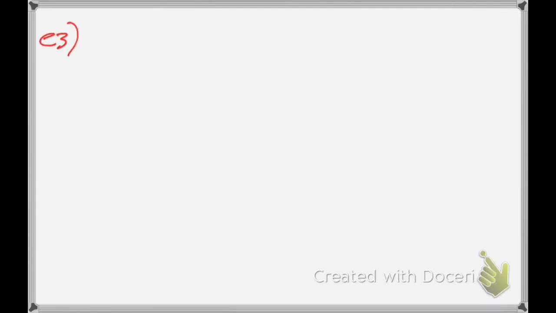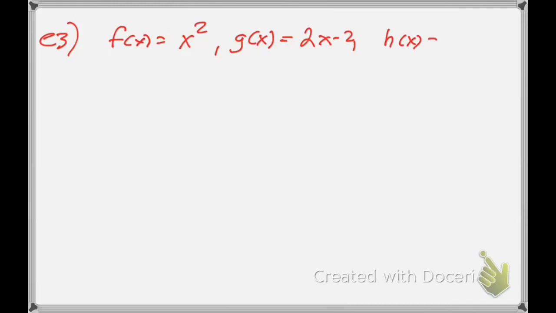Now you can do this as many times as you want. Let's say that I had f of x is equal to x squared. g of x is equal to 2x minus 2. And then h of x is equal to 3x squared minus 2x. Let's find g of h of f of 2. So let's go and solve for that one.